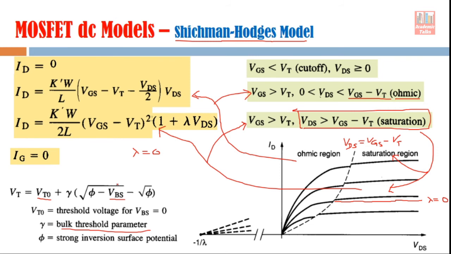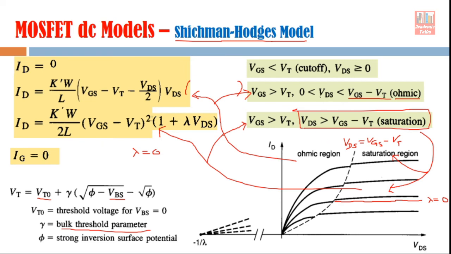One more thing I want to tell you. Some researchers and scientists say that if we are multiplying this factor 1 plus lambda VDS here in the saturation region, it is always better to use the same parameter in the equation of the ohmic region also. So you can put here this bracket 1 plus lambda VDS. So why are they saying so?